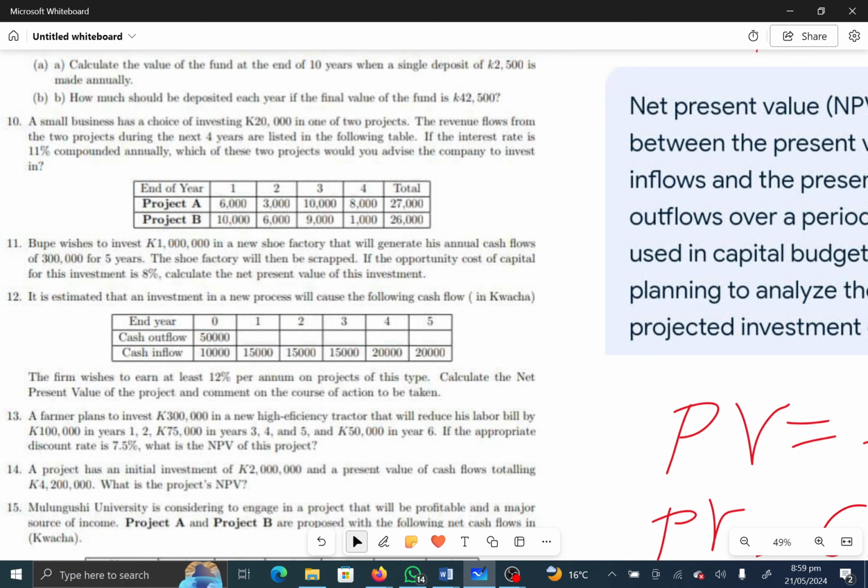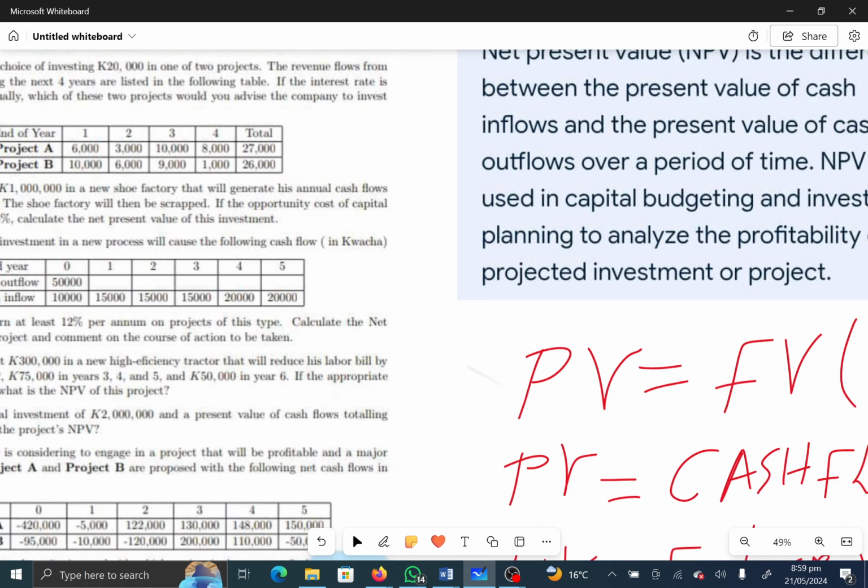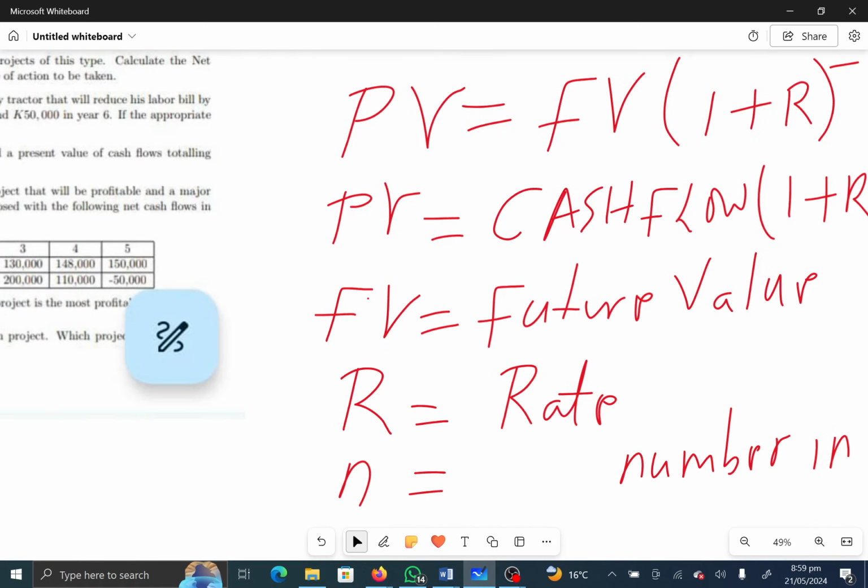So let's get to business. From our formula, we are saying the present value is equal to future value times (1 plus R) to the power negative N. So what's our data?